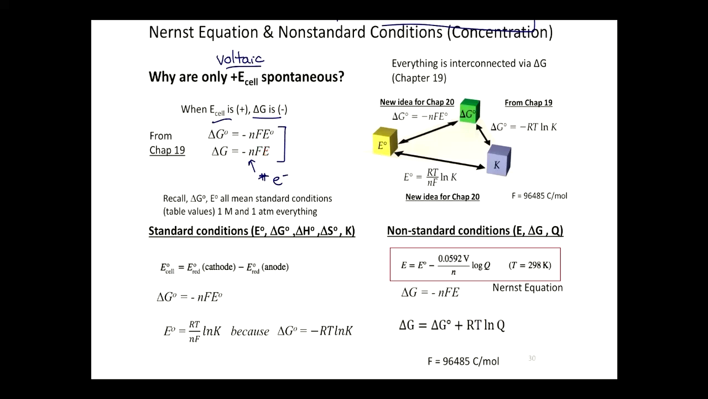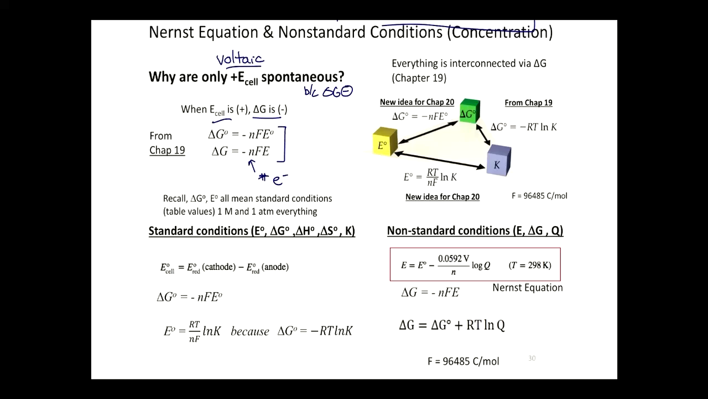So if we put a positive E value into this equation, we get a negative delta G out. That's where that relationship comes into play. We want positive cell potentials. Those are spontaneous because they relate to negative Gibbs free energy changes for that reaction. All right, so why are only positive cell potentials spontaneous? It's because delta G is negative when E is positive.